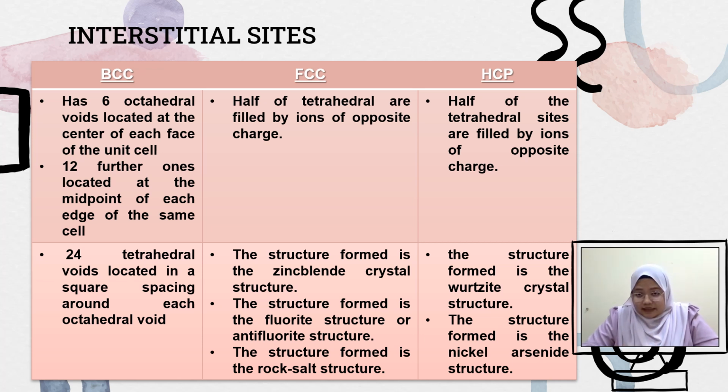Next, for the HCP, half of the tetrahedral sites are filled by ions of the opposite charge, and the structure formed is the wurtzite crystal structure, and the structure that formed is the nickel arsenide structure.